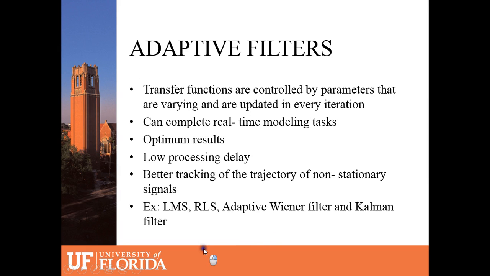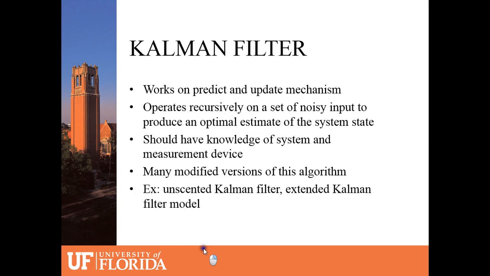So now we'll talk about adaptive filters. Adaptive filters are filters where the transfer functions are controlled by parameters that are varying and updated in every iteration, so they can be used in real-time modeling tasks. The advantages of adaptive filters are that they give optimal results, low processing delay, and better tracking of the trajectory of non-stationary signals. A few examples of adaptive filters are the least mean square, the recursive least square, adaptive linear filter, and Kalman filter.